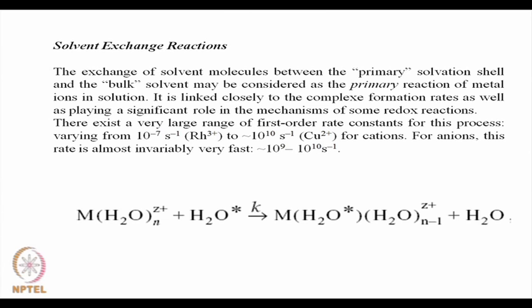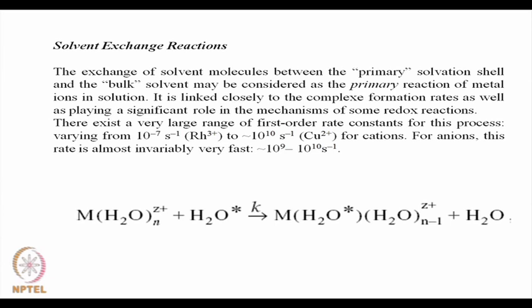There exists a very large range of first order rate constants for this process, varying from 10 to the power minus 7 to 10 to the power 10 for cations, and for anions this is almost invariably very fast, that is 10 to the power 9 to 10 to the power 10 second inverse, close to diffusion limited.